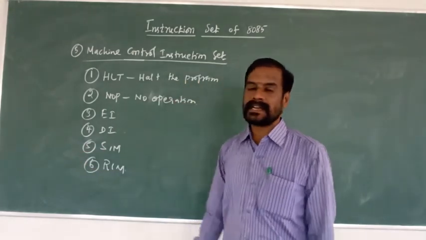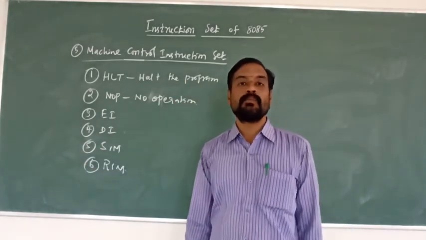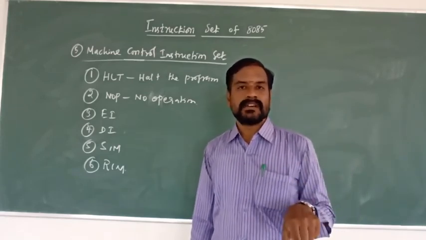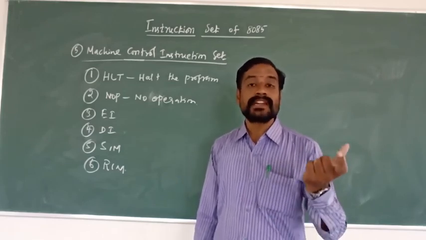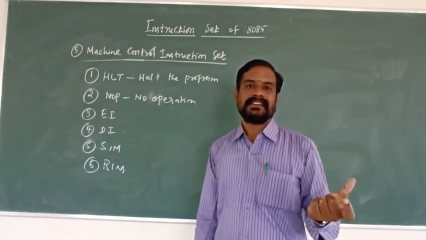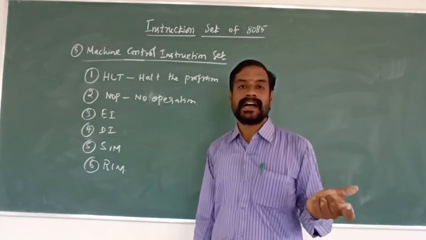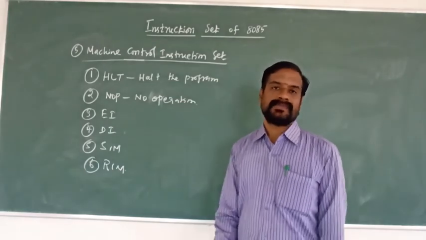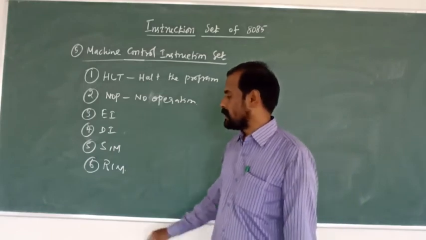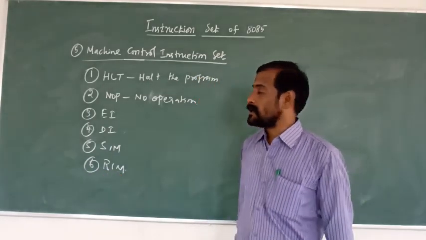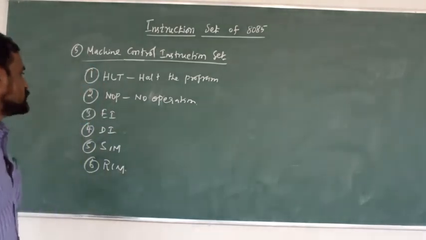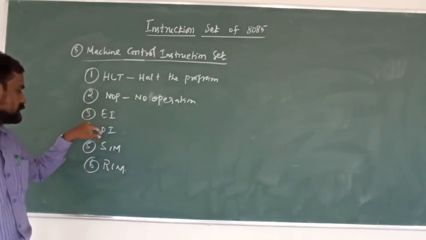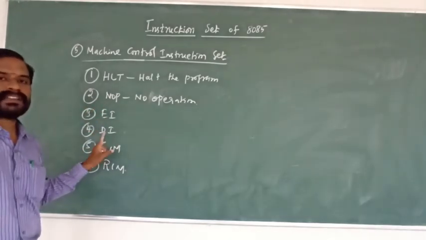And the last one, RIM instruction, read interrupt mask. If you want to mask or unmask a particular interrupt, now to read the status, whether it is masked or unmasked, and also it will read the status of the pending interrupt. At that time we can use the RIM instruction. In machine control instruction set, there are 6 instructions: HLT, NOP, EI, DI, SIM and RIM.